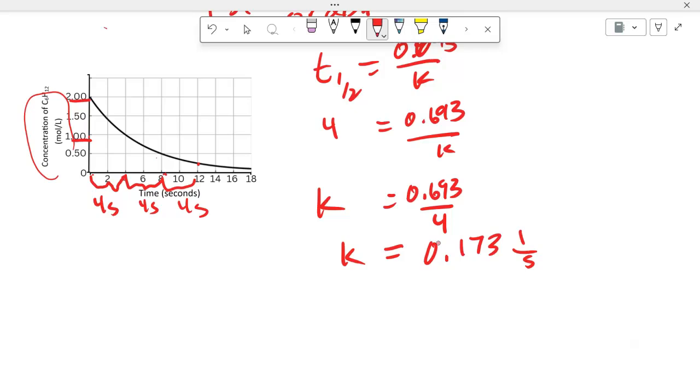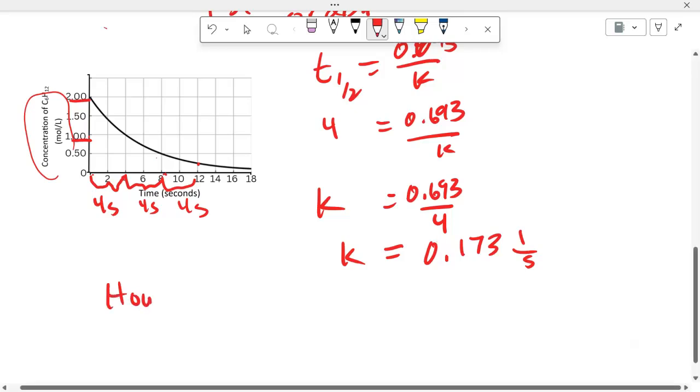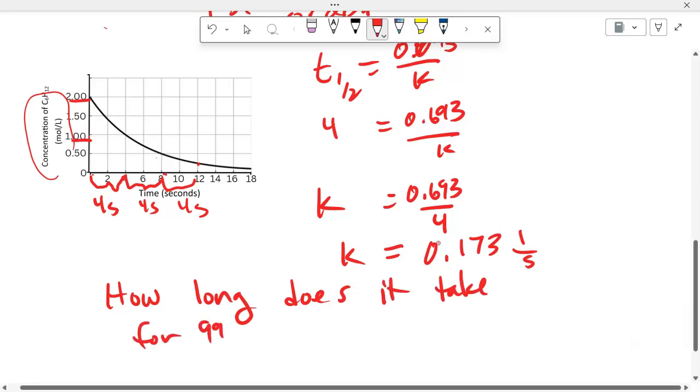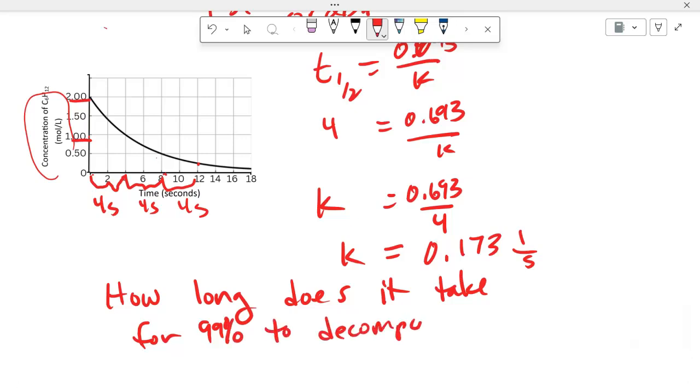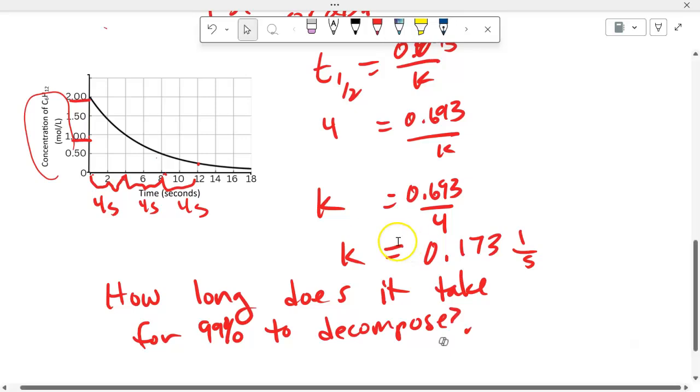Now, let's take this, and then we might have another question that says, how long does it take for 99% to decompose? Okay, this is a little bit of a different question.